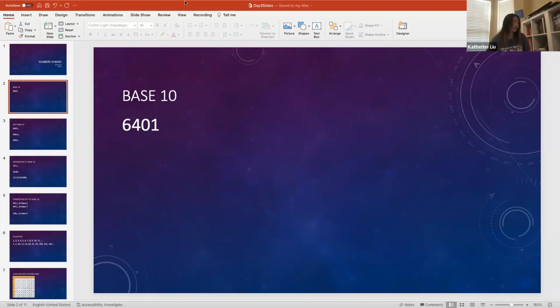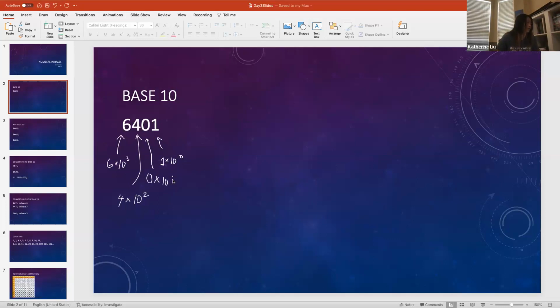6,401, which means that there are 6 thousands, which is 6 times 10 cubed. And then there are 400s, which is 4 times 10 squared. And then there's a 1, which is 1 times 10 to the 0. And you know that this 0 means that there's 0 of 10 to the first.